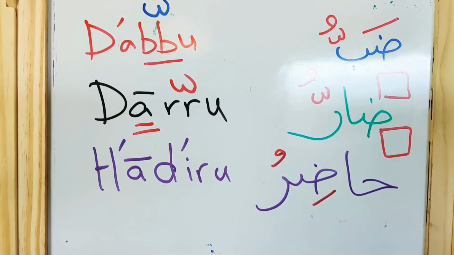So again, I put an apostrophe for the H to know that this is a ha, not a normal ha, but it's a ha. And then the dad is also not a normal D. It's actually a d, d.